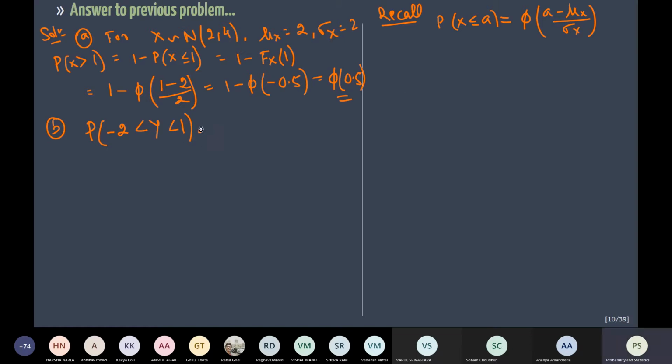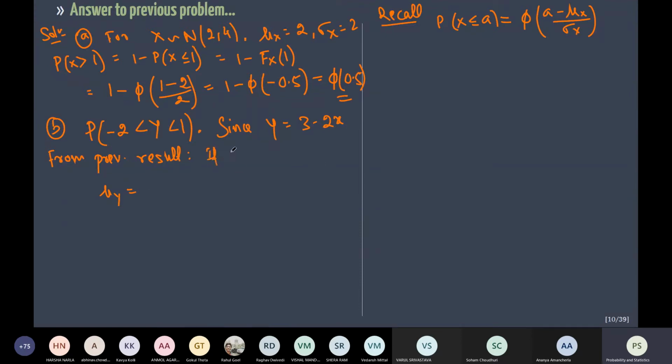The mean and the variance of y, right? So since y is 3 minus 2x, we have some previous results. From the previous classes, what we know is that mu y, or you can also compute it explicitly here. So what was the previous result?